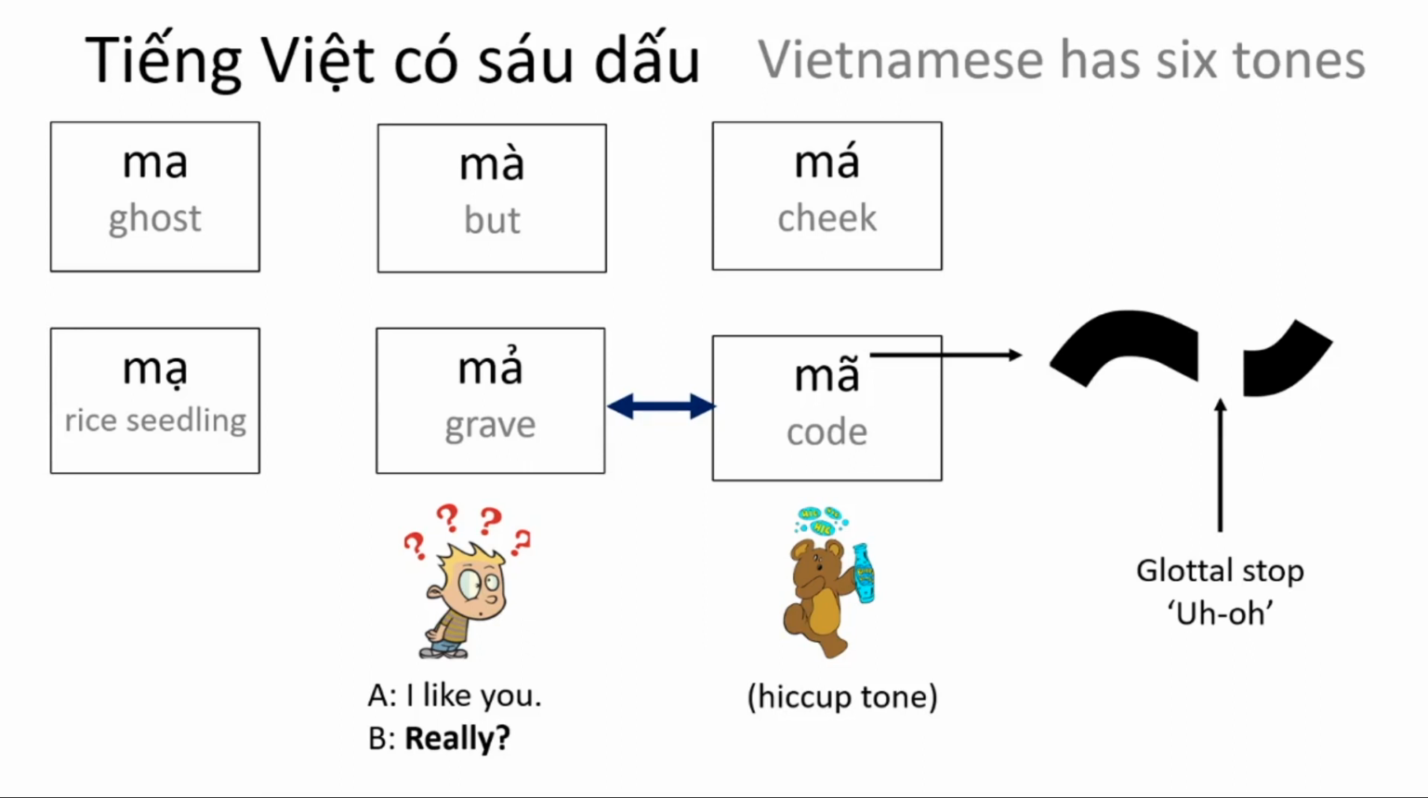Now these two words will be conflated into just one tone, or the really questioning tone in Southern Vietnamese. They will still be written differently, but the distinction in the pronunciation will only be found in Northern Vietnamese. On the one hand, this does make words more distinguishable from one another, but on the other hand, this hiccup tone is the hardest tone out of the six, so it makes pronunciation more difficult.